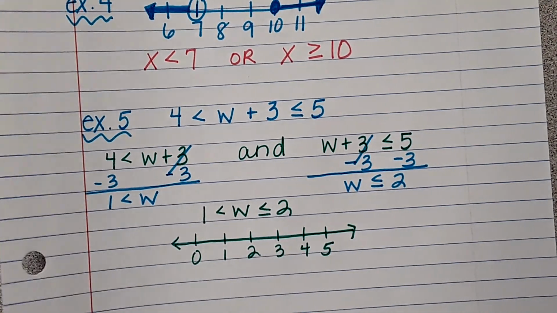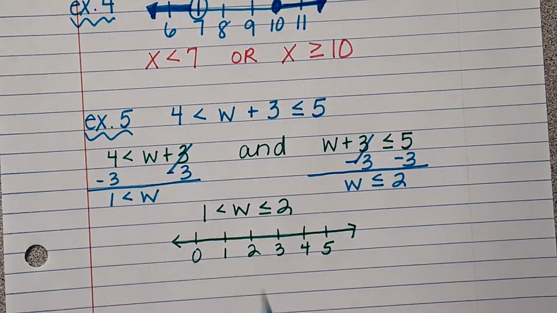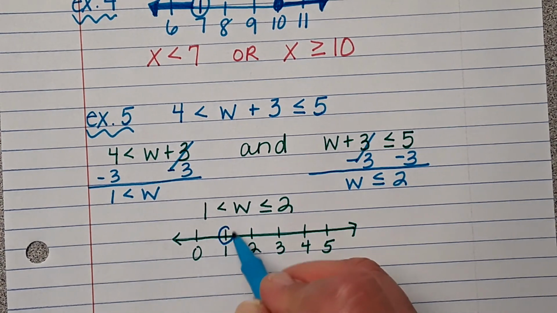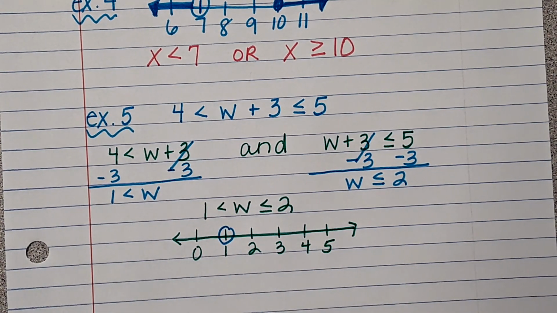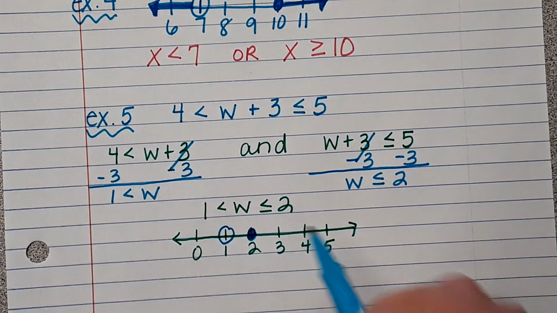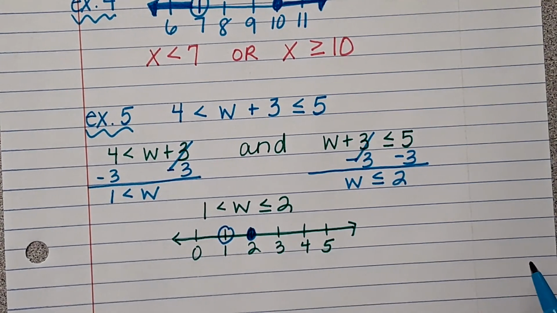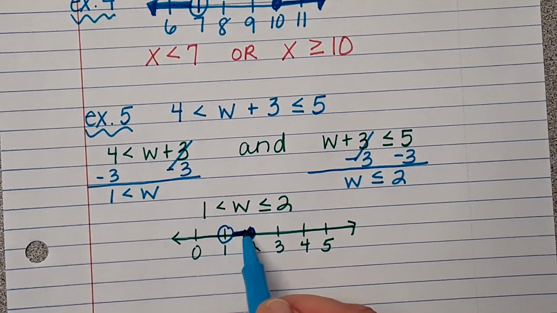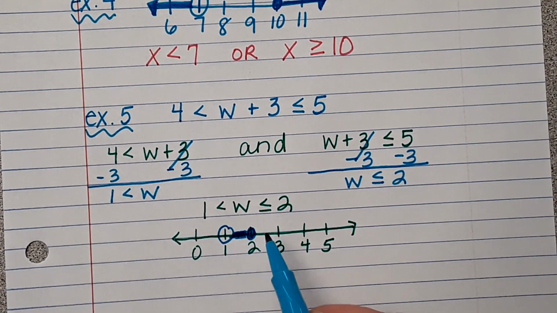So does 1 have a full circle or empty circle? Empty. Does 2 have a full circle or empty circle? Okay, now, it's saying that W is between 1 and 2, so we are going to shade between 1 and 2. And then we're done. That's our answer.